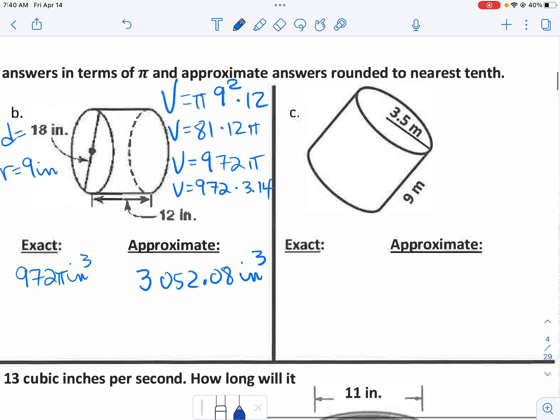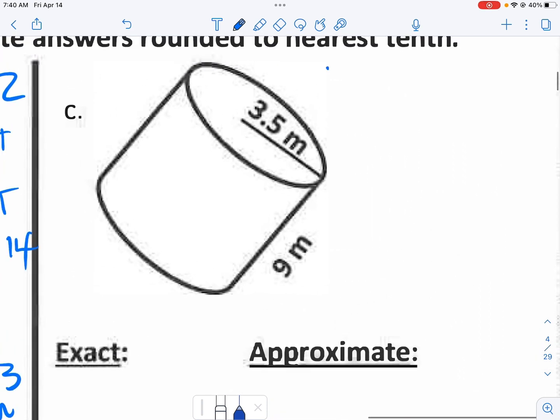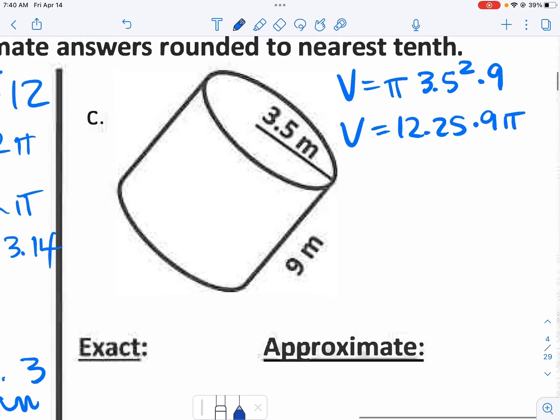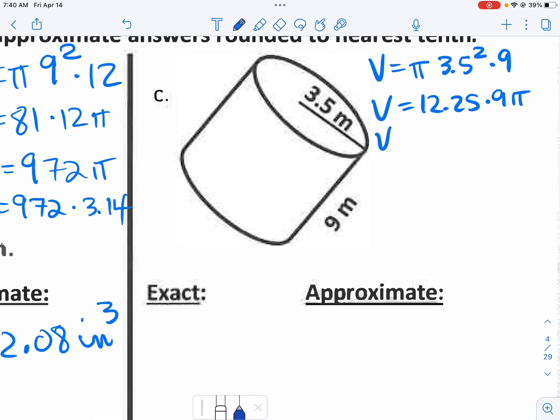Okay, so let's come over and do this one. So the volume here is going to be pi times 3.5 squared times 9. Okay, so 3.5 squared is going to be 12.25 times 9 pi. And that will come out to 110.25 pi.